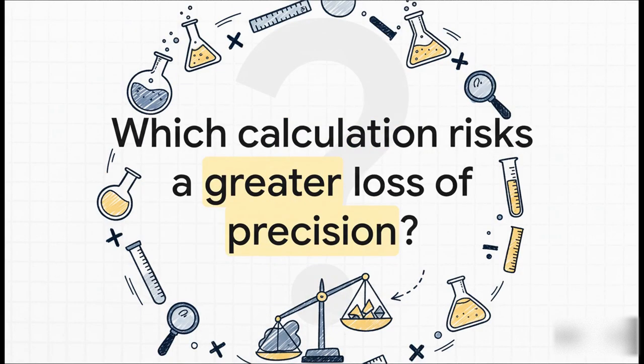So I'll leave you with one last question to chew on. Now that you know the rules, which type of calculation is riskier? Where do you think you could lose more precision if you get it wrong? When you're adding numbers or when you're multiplying them?